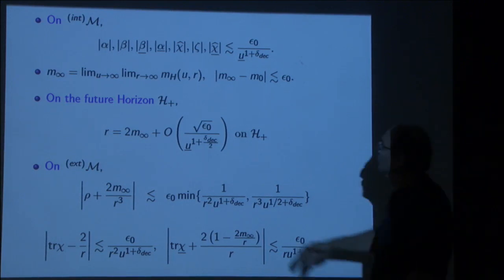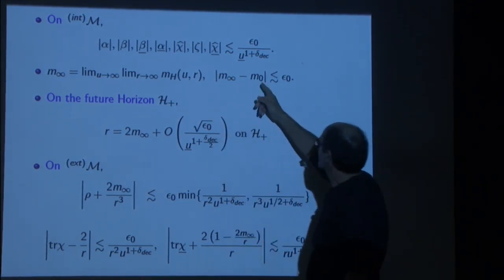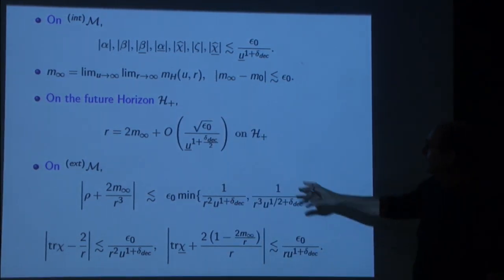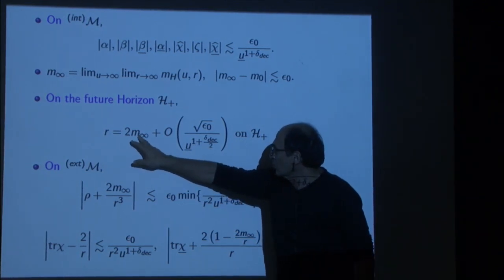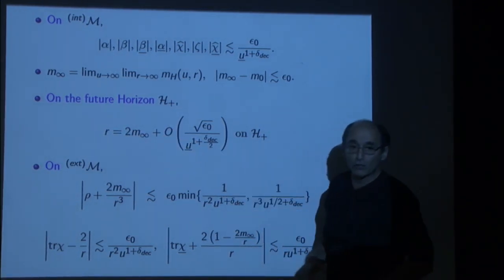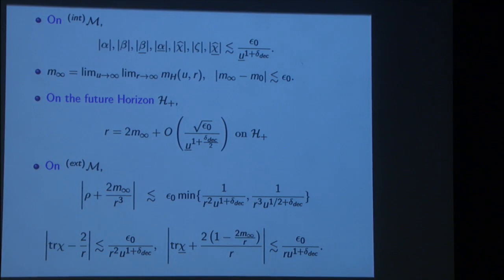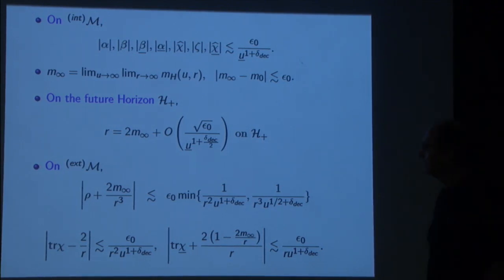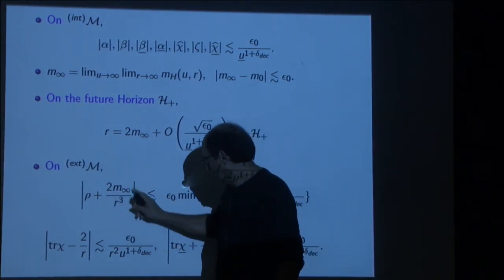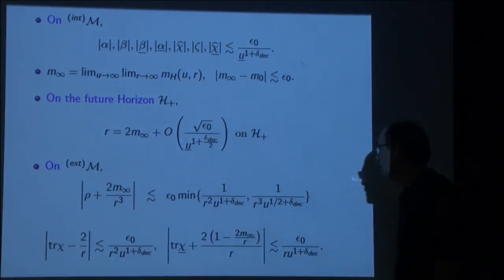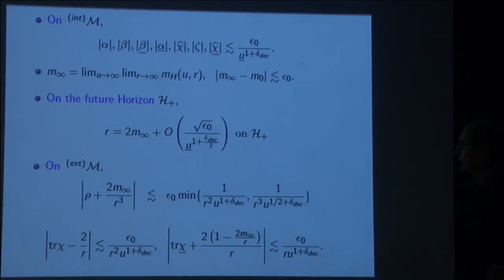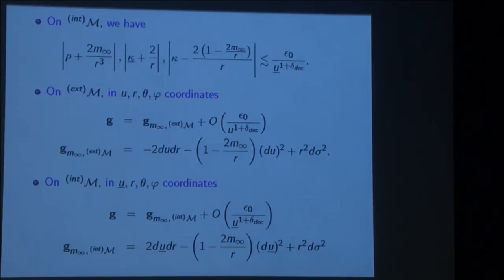The mass I already discussed will be less than m0. A future horizon will look like this: r is 2m infinity plus. So once you have constructed the entire spacetime, you can talk about the position of the horizon, that red line that we had in the picture. Decay of curvature on Mx and so on and so forth. I'm not sure that I should say more about this.